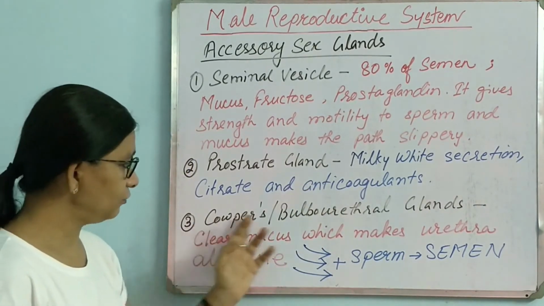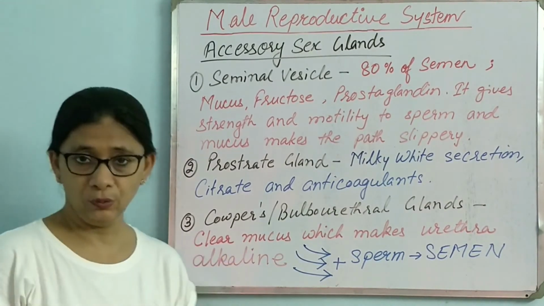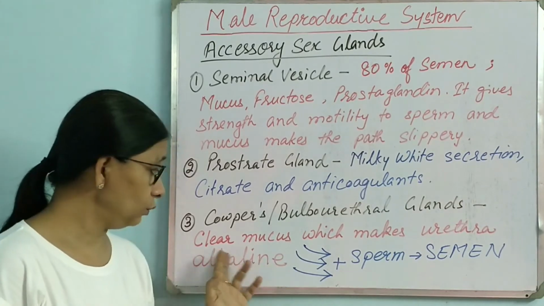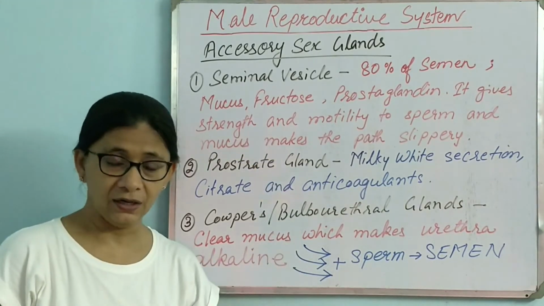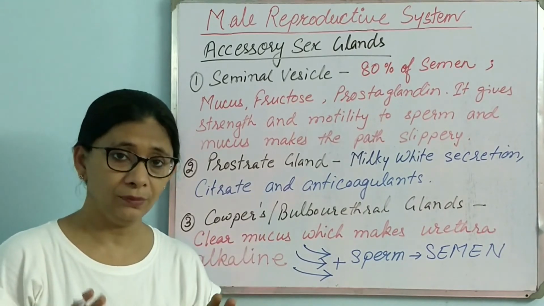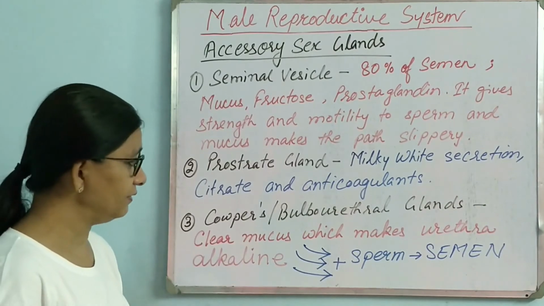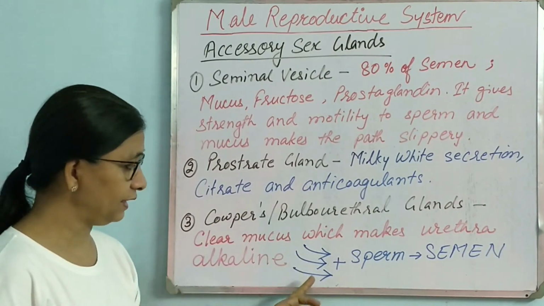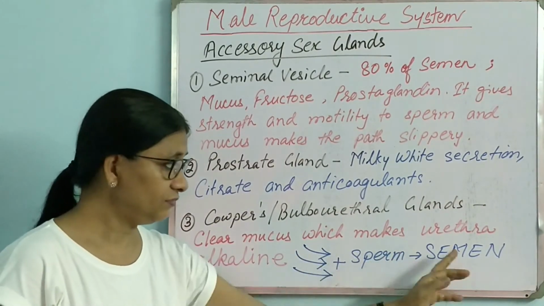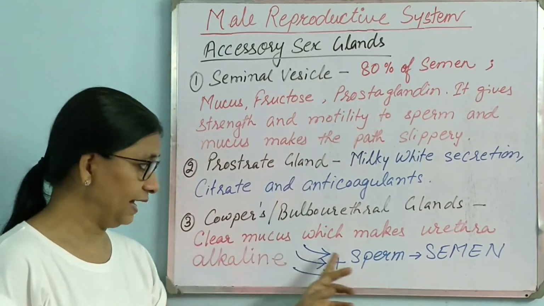Then the last gland is Cowper's gland or bulbourethral gland, and this also releases mucus, and as I have already told you, this mucus makes the path of urethra alkaline so that the sperm is not destroyed. So that is the function of these three glands, and the secretion of these three glands plus the sperm is what is known as semen.